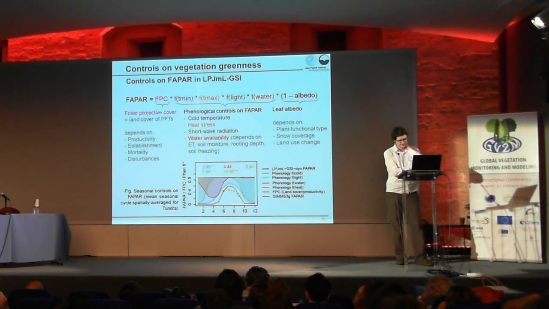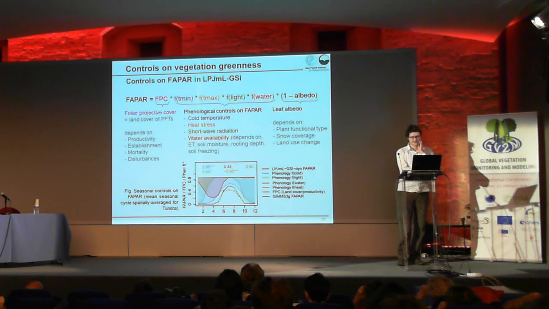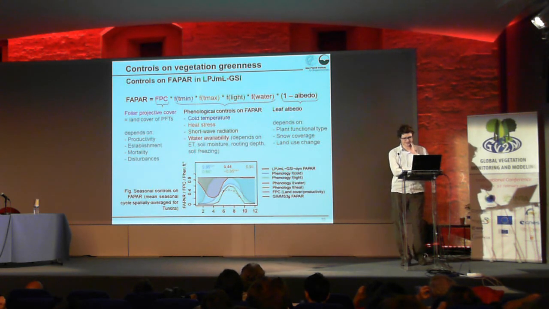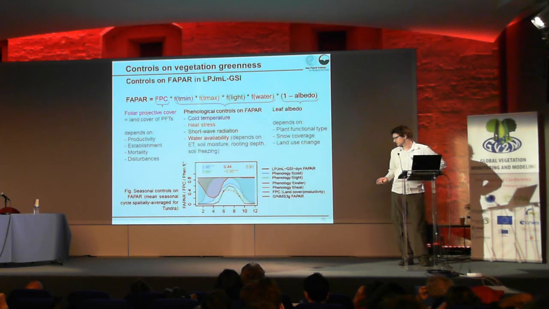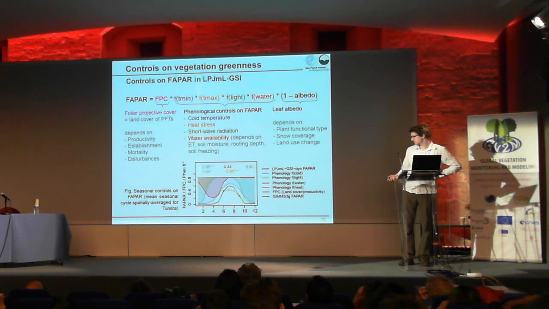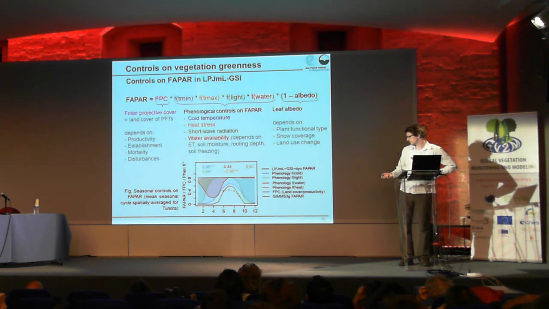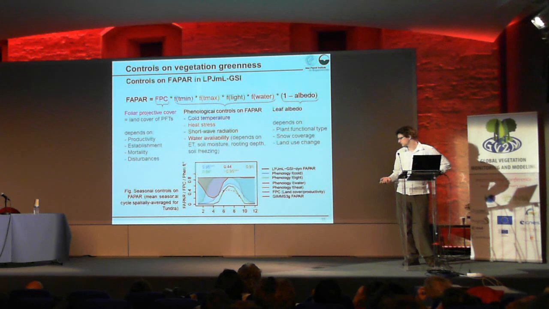Yes, then we're also looking at controls of vegetation greenness. So, as you know, FAPAR is controlled in the model by land cover and the different phenology functions and albedo. And we can see here a nice plot of the seasonal controls on FAPAR. The model FAPAR is the black line here, and the seasonal controls are plotted here. You can see that the lower the value of this seasonal control function, the more it is limiting the FAPAR.